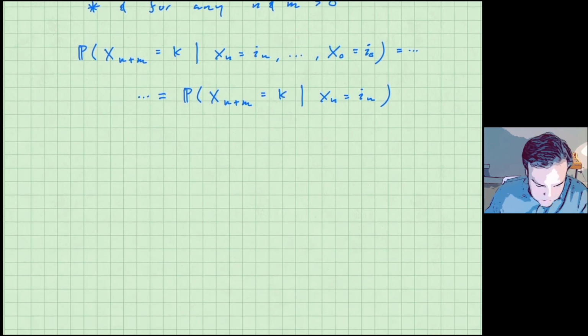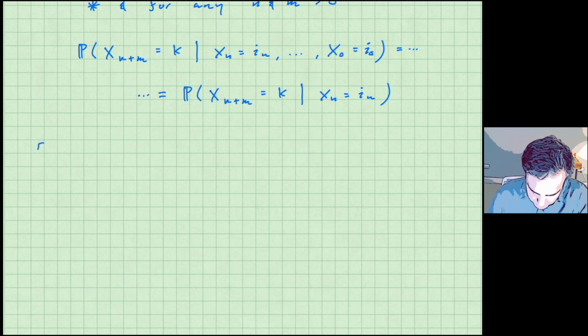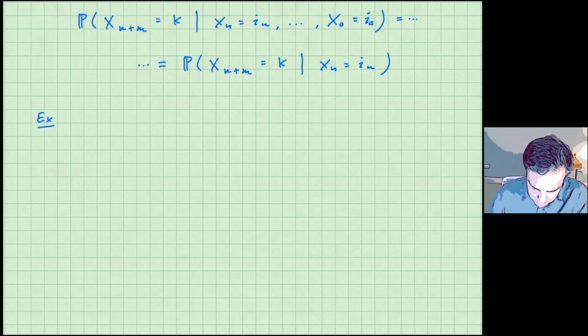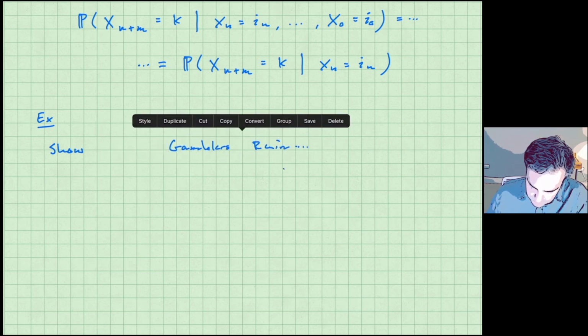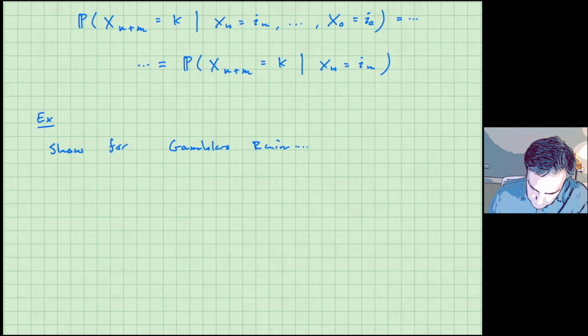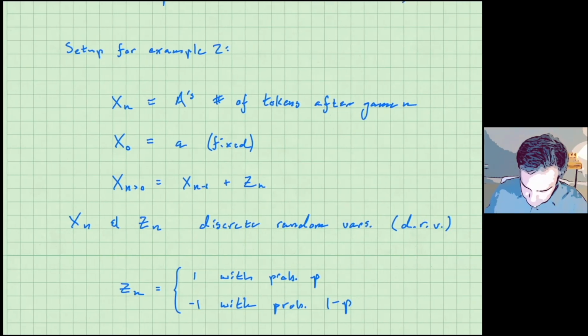Okay, so we're going to do our one little example problem. We've already done it actually. I just want to show you that it's a Markov chain. So I want to show that the gambler's ruin problem from lecture 1, gambler's ruin, so let's say show that 4. And then let's write out what the gambler's ruin is. I've got to go dig it up. It's way back in lecture 1.